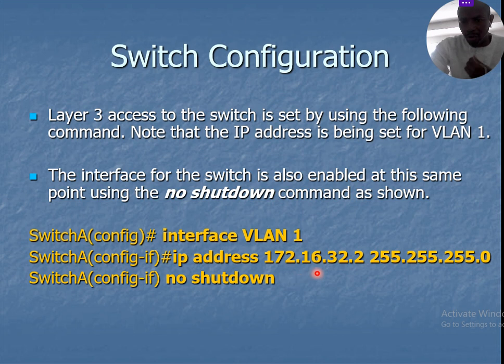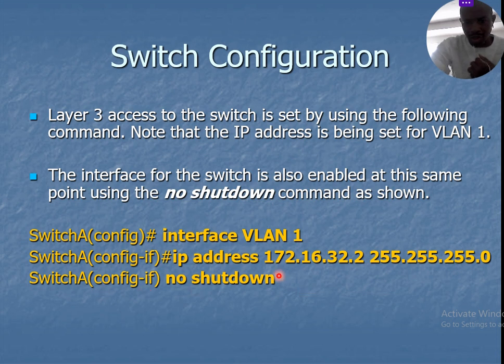Then you put 172.60.2.2 there. Then you follow with the subnet mask, 255.255.255.0. The subnet mask has to go with the IP address. So this means you've entered the IP address for the interface. After the interface, you must put the IP address for the VLAN interface. Then you follow with switch A config-if no shutdown.